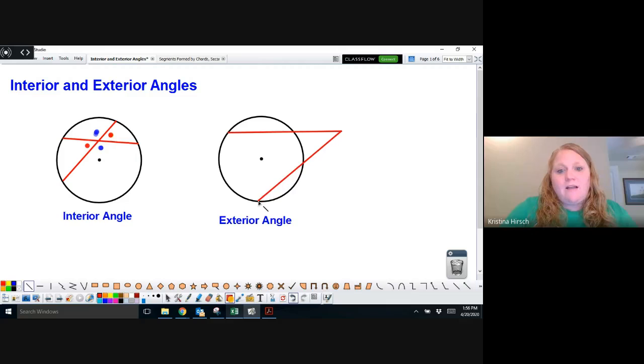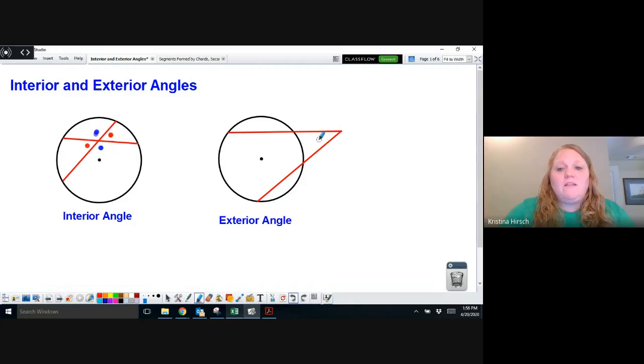So we're looking at two secants, we're looking at a secant and a tangent, maybe two tangents. But the key is that the angle is on the exterior of the circle. So you'll see it's not inside the circle anywhere, it's on the exterior of the circle. So that's what we're going to be looking at in terms of interior versus exterior.